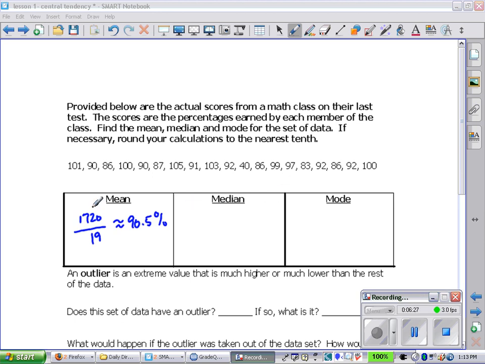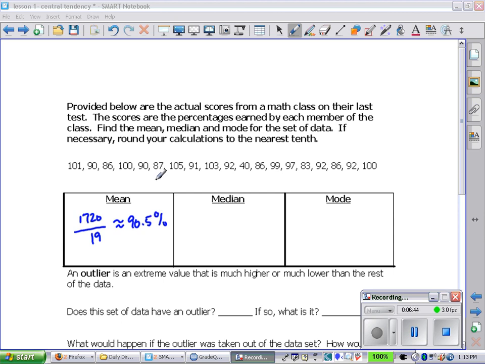Okay, so hopefully you got a sum of 1720, divided that by 19, so you got approximately 90.5% for your average. So that's about a B plus, which would be a good summary grade for this whole class.